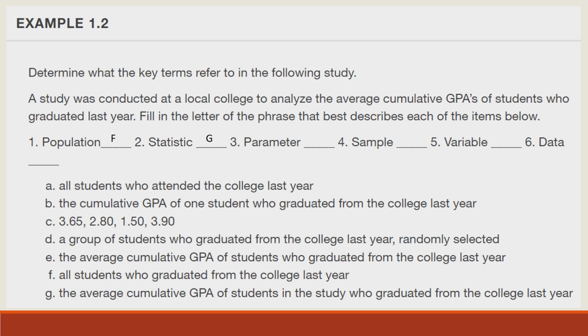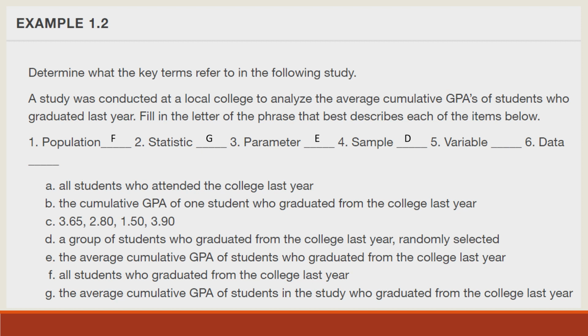So the "in the study" piece is important there. The parameter here, so again, the parameter has to do with the population, so it's going to be E, the average cumulative GPA of students who graduated from the college last year. The sample, so this is going to go back to being related to the population, but it's going to have to do with our study. So D, a group of students who graduated from the college last year, randomly selected.